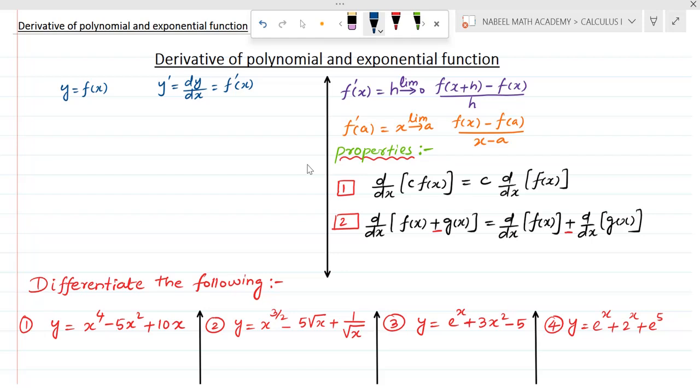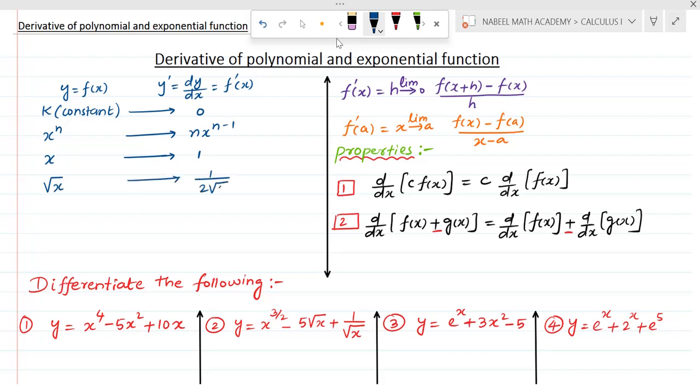What are the rules we will have here? First, the derivative of a constant is equal to 0. Now the x power n rule: this is n times x power n minus 1. The next, the derivative of x is equal to 1, and for square root of x, I can write it as 1 over 2 root x. And then e power x.